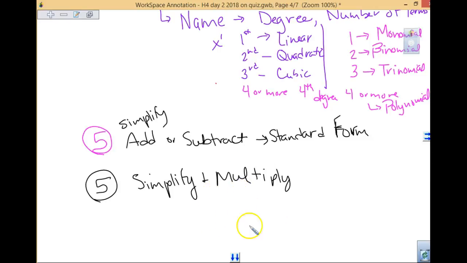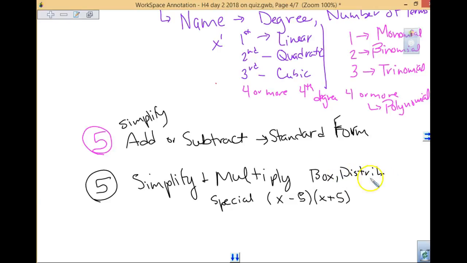If you get stuck and you don't remember our special ones, right? You don't remember, oh, I don't remember when it's x minus 5 times x plus 5. I don't remember the rule. Then multiply it out, right? Take x times x, so you can use that box method. You can use the distributive property, okay? So if you get stuck, you have many ways of looking at one of the problems.